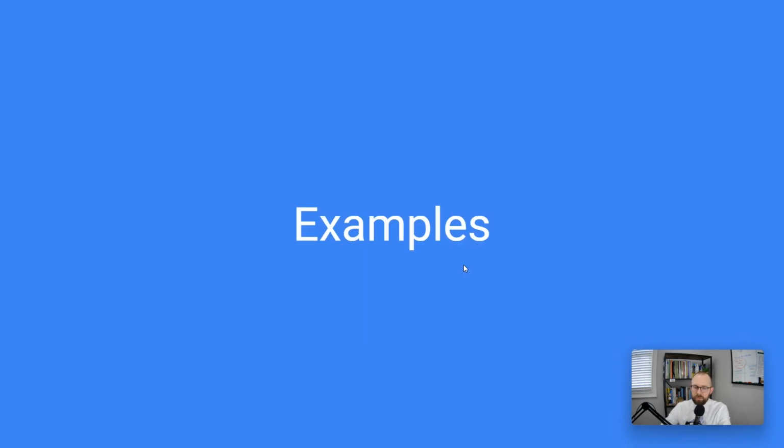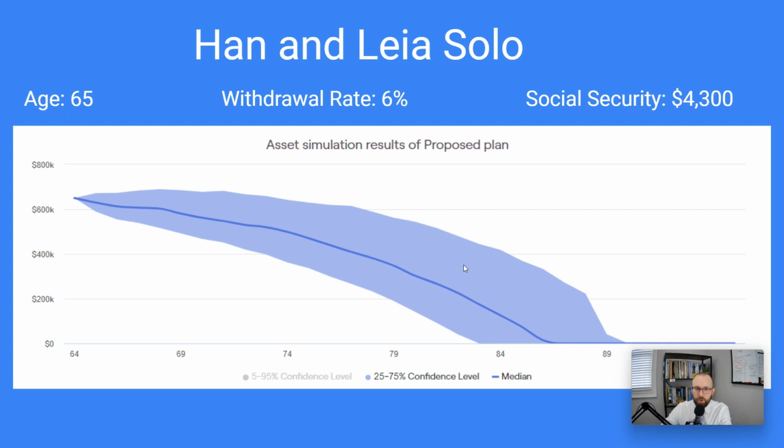Now, I want to show you some examples of different cases with different withdrawal rates. So you've got Han and Leia Solo. They retire at 65 from fighting for the rebellion. If any of you guys are Star Wars fans, this would make sense. If you're not Star Wars fans, I apologize for the cheesy Star Wars related jokes at that point. And go watch Star Wars.